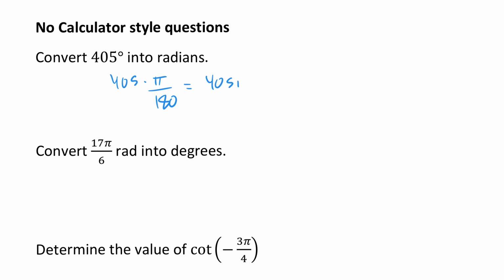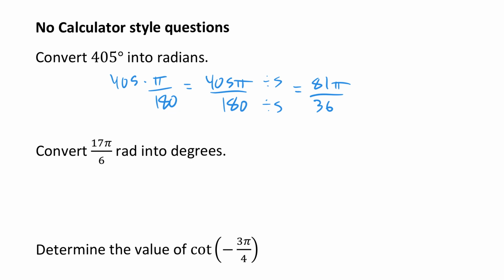So we can write it as 405 pi over 180. And I guess technically that is right. But it's nice to simplify. If you notice, they both are divisible by 5. We have 180 is divisible by 5, and 405 is divisible by 5. So if we divide by 5 on the top and bottom, we're going to get an 81 on the top. And then when we divide 180 by 5, we're going to get a 36.